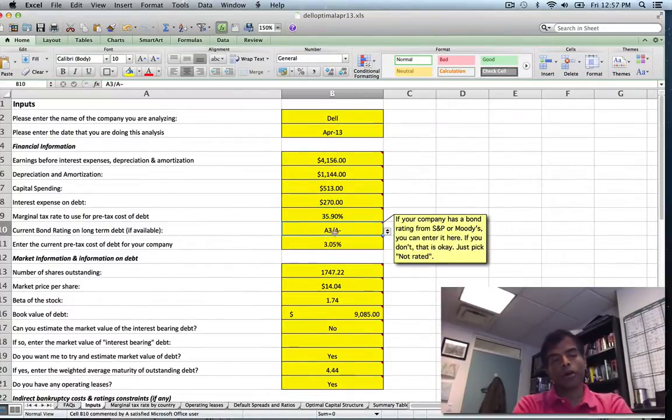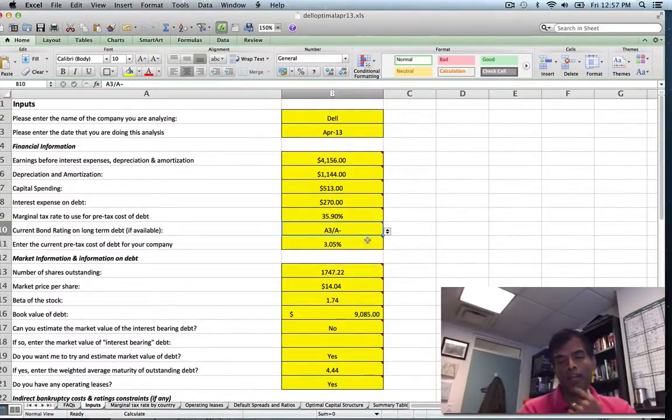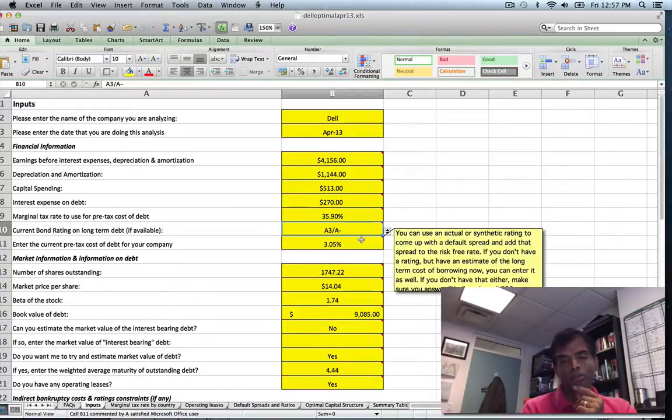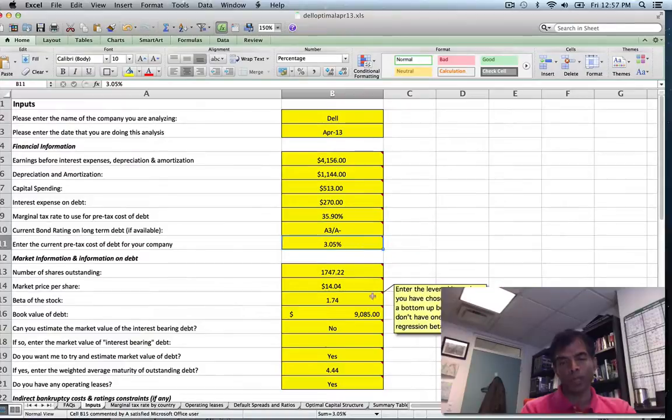Then I ask you for a bond rating. Now, some of your companies have actual bond ratings. If you have an actual bond rating, enter that. Dell does have an actual bond rating of A-. And the default spread for an A- rated bond is 1.3%. I add that to the risk-free rate, which at the time of this analysis was 1.75%, to get a pre-tax cost of debt of 3.05%.